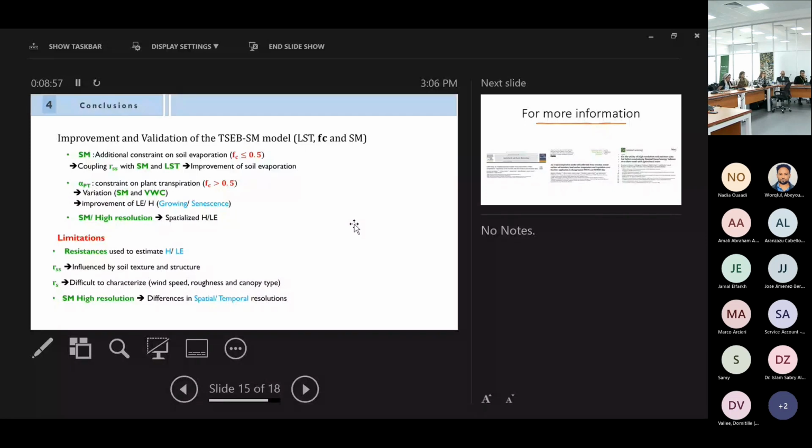And also there is the problem of using soil moisture at high resolution. We found just a few data that are in the same overpass with the land surface temperature. There is always a difference of 2 or 3 days between the overpass of the satellite for soil moisture and for land surface temperature.